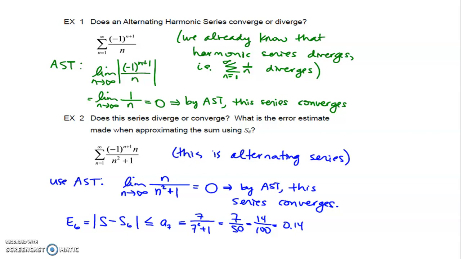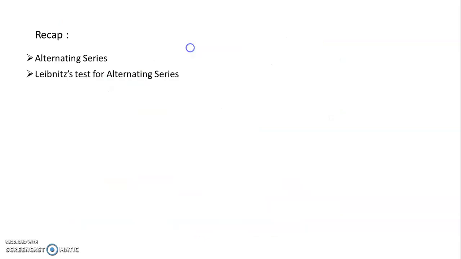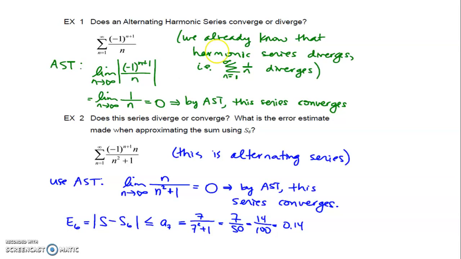The first is the alternating harmonic series. Does it converge or diverge? This is the harmonic series, and this is the alternating series. As we already know, the harmonic series, the summation of 1 by n, always diverges because its terms are decreasing in nature. So that's why it diverges to infinity.